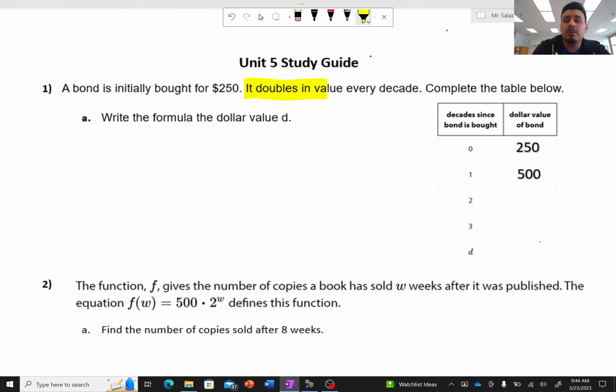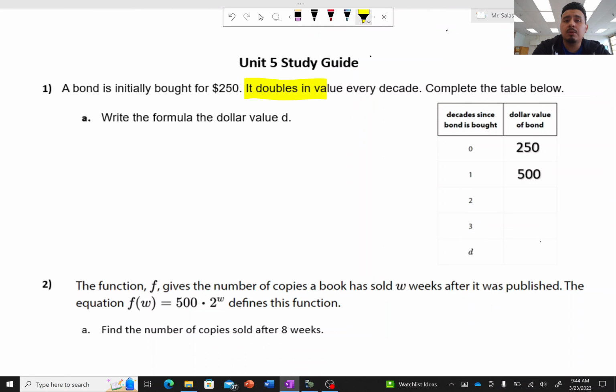How much money did we start with? So if we look at 0, we started with 250. Perfect. So now we can write the formula. We have our initial value. Our initial value is 250, so we can start off with y is equal to 250 times, what are we multiplying by? What is our growth factor?